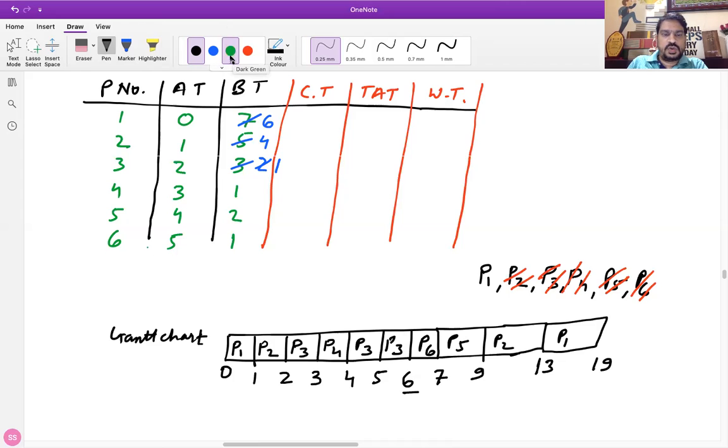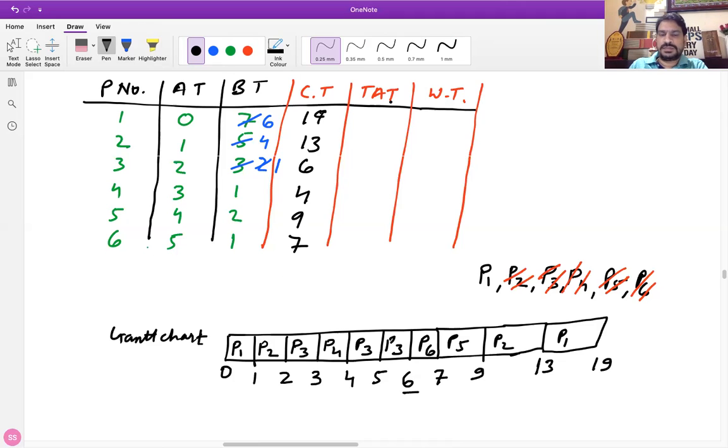Now let's go to completion time. What is the completion time of P1? The completion time of P1 is 19. Completion time of P2 is 13. Completion time of P3 is 6. Completion time of P4 is 4. Completion time of P5 is 9. Completion time of P6 is 7. So these are all the completion times.